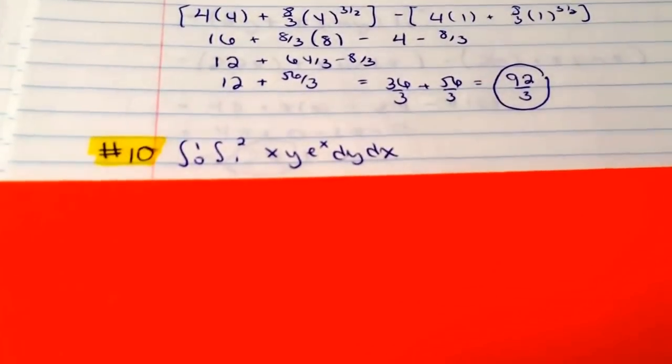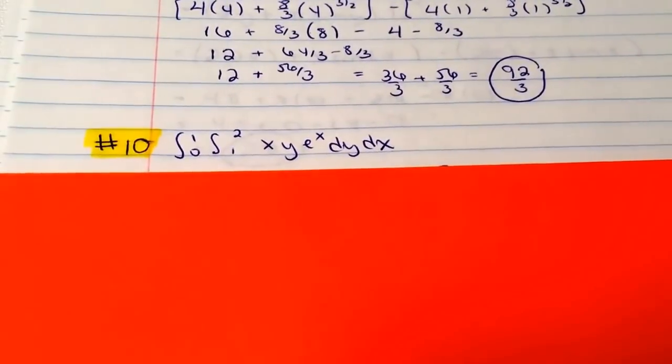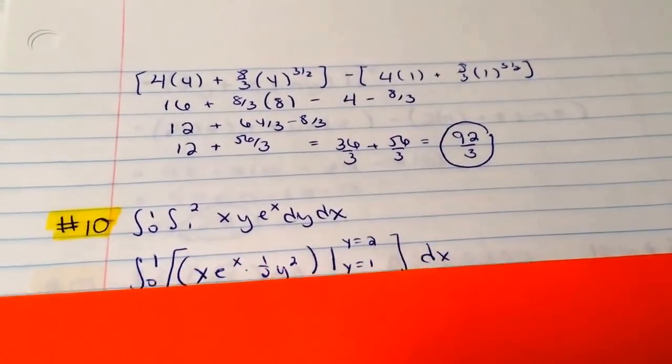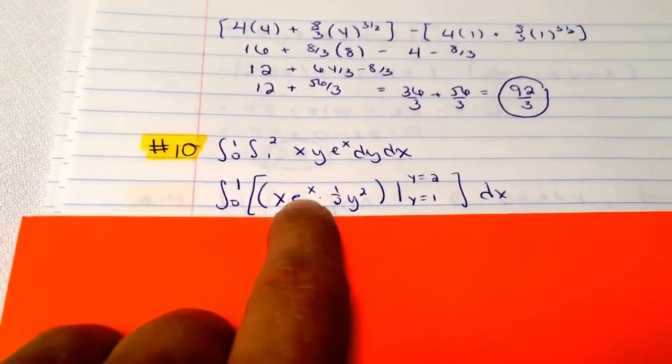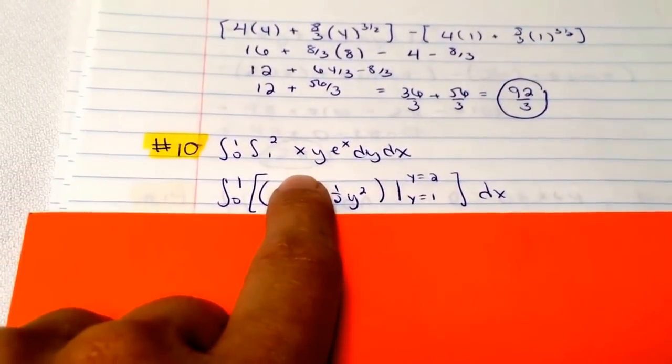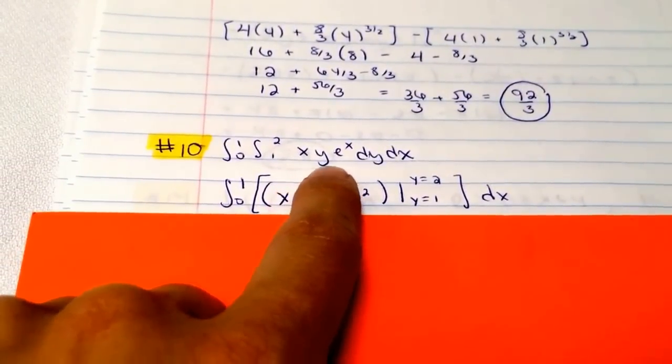So number 10, I'm going to walk through this one because it's a little different. They've got it set up for me to do y first. So notice if you're doing y first, I just grouped these together. The x and the e to the x are just a number. It's just hanging out front because I'm multiplying, and I'm integrating just the y.